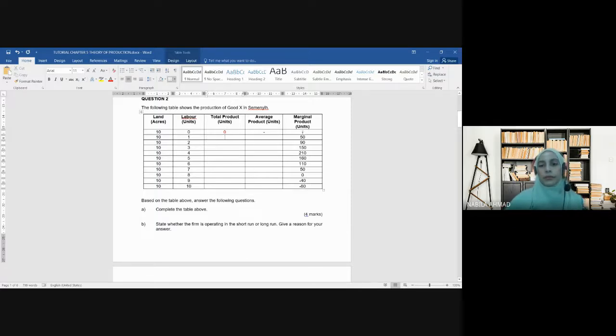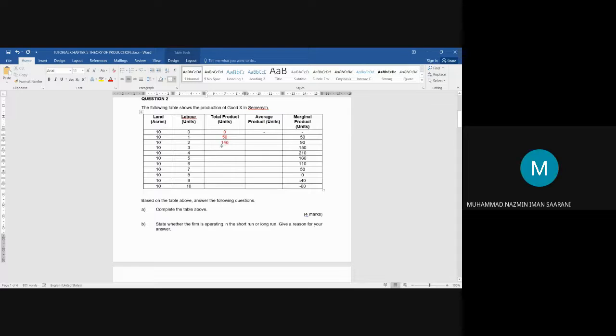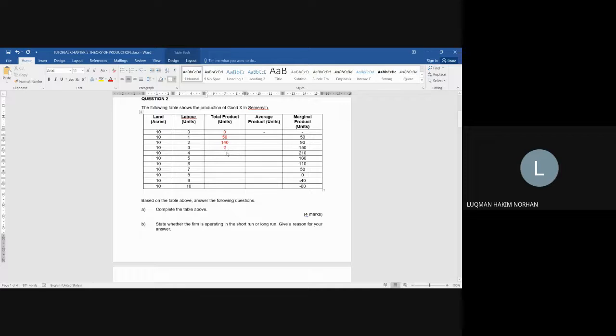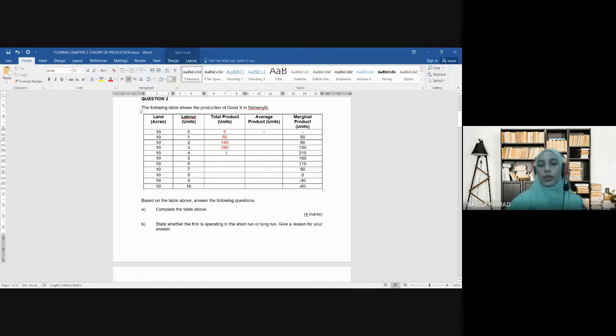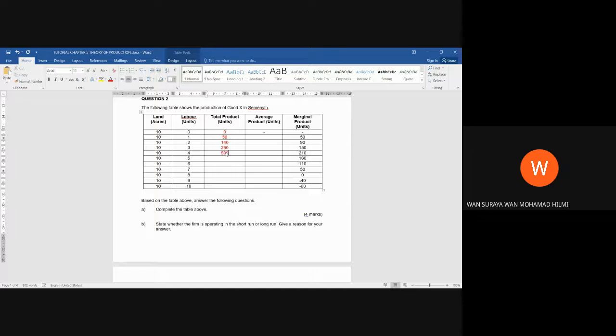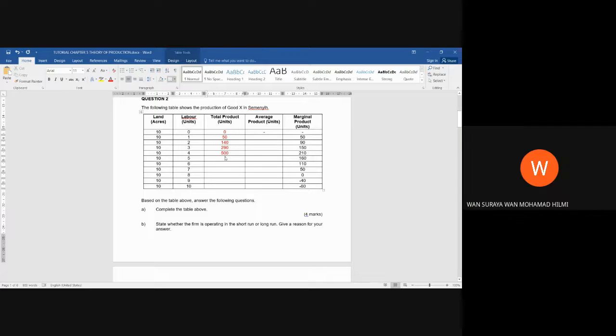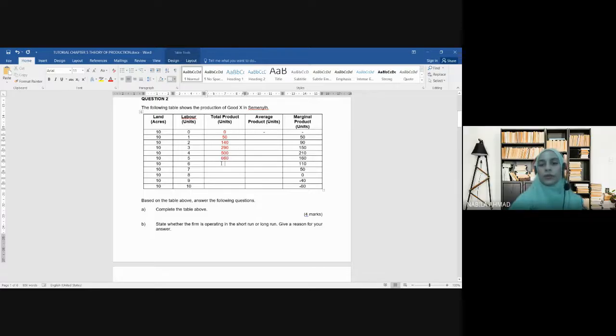Okay, total product, yang seterusnya 50. Okay, so kosong tambah 50. Okay, 50 tambah 90. Berapa? 140. Okay, 140 tambah 150. 290. Okay, 290 tambah 210. 500. Plus 160. 660. Okay, plus 110.